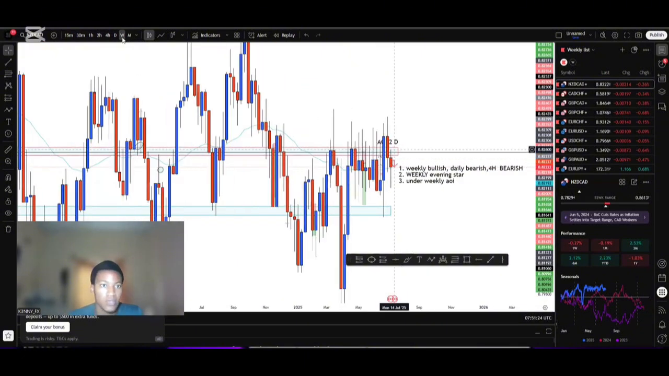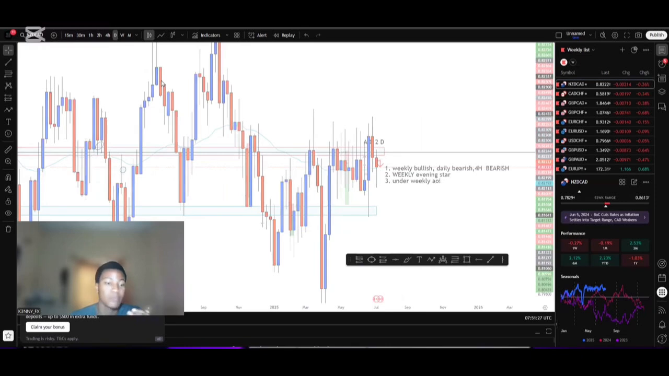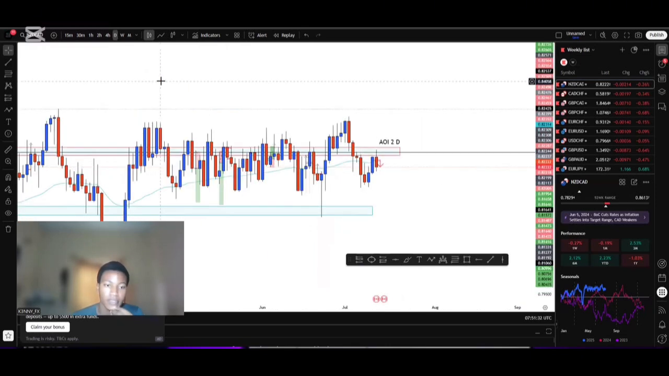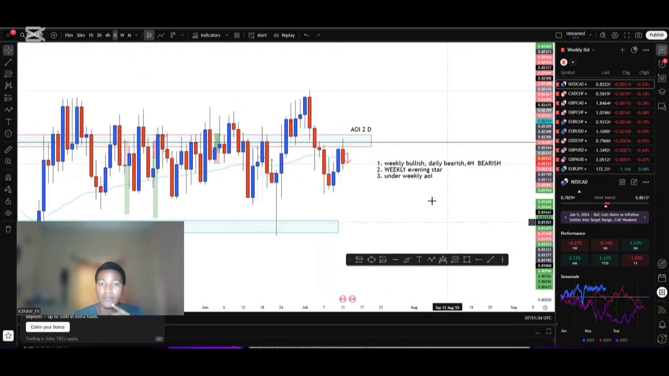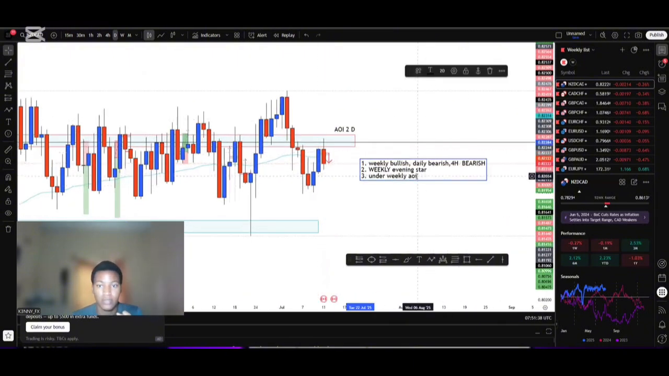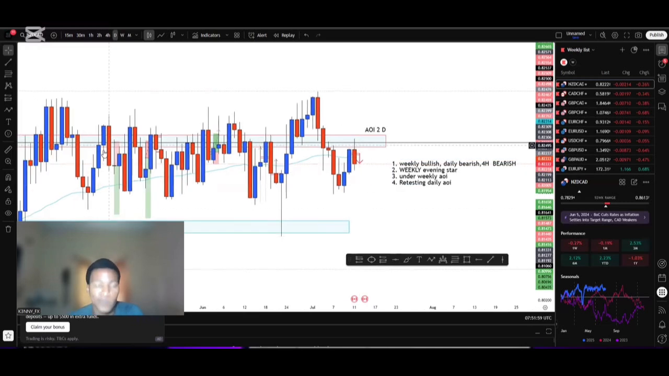So that's one thing I like. As you can see, we are building out the reasons why we are interested in this trade. Daily is bearish, as we already talked about. Retesting daily area of interest, because remember I said this is the daily area of interest, so it has literally retested it. As we're retesting the daily area of interest, that means we're ready to sell.